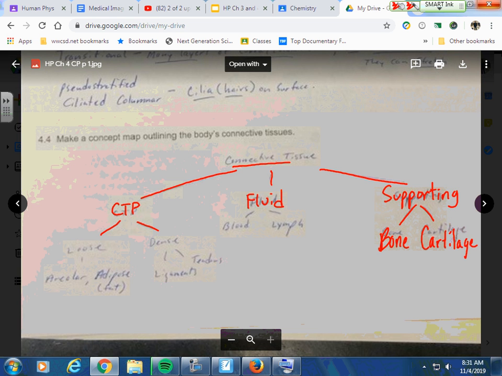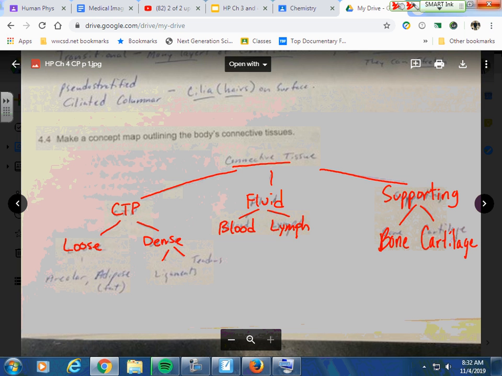Fluid is not tough. It can actually flow, can move. I do have to show you the second page a little bit because there's one more question relating to 4.4. But fluid would just be like blood and lymph. And then we have to remember that the connective tissue proper, CTP, has subgroups within it. We can have loose connective tissue, and we can have dense connective tissue.